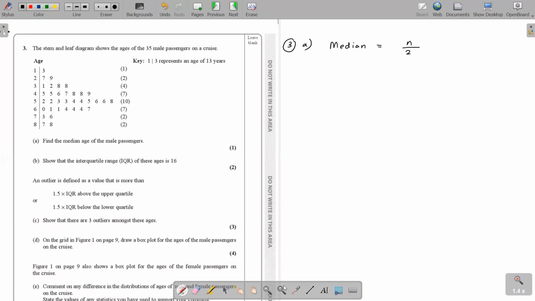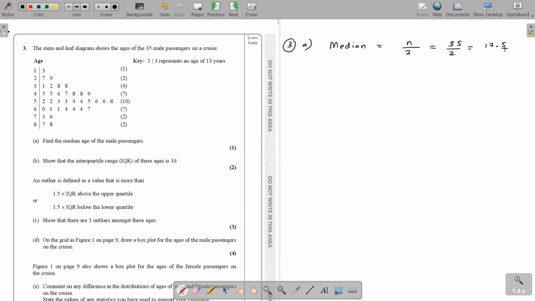So what's our n here? Can you all calculate? Add everything here. There are 35, right? When you add everything here, how much do we get? 35. Is that okay? 35 divided by 2. What is the answer?